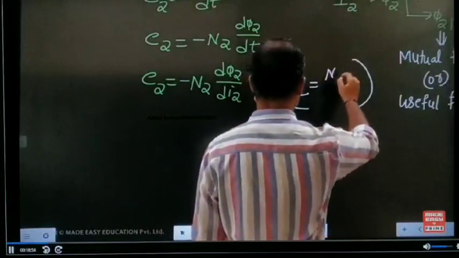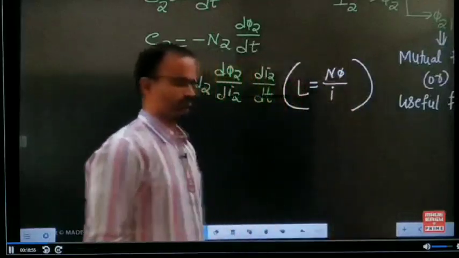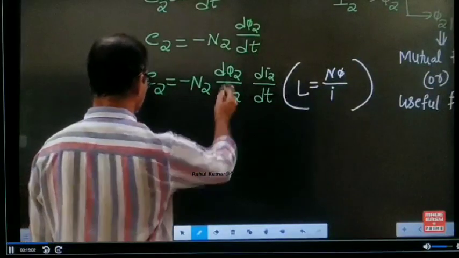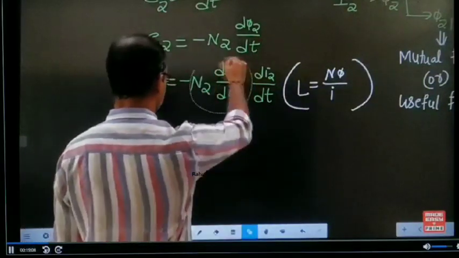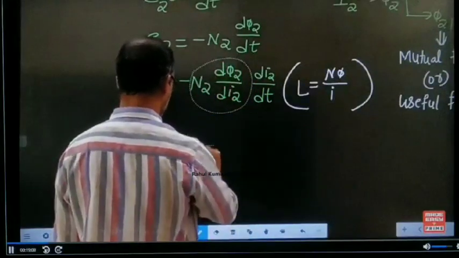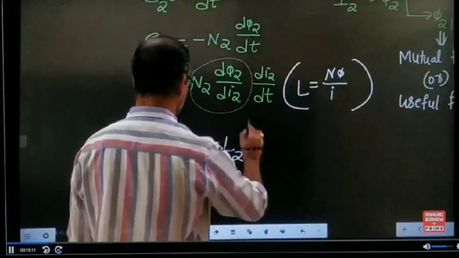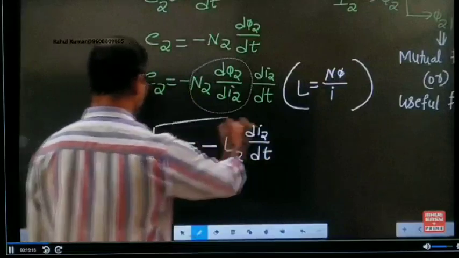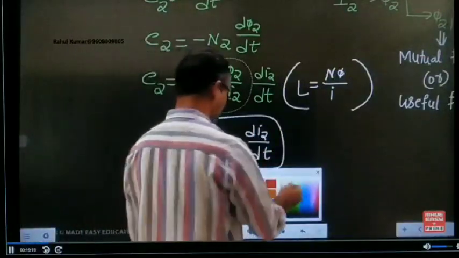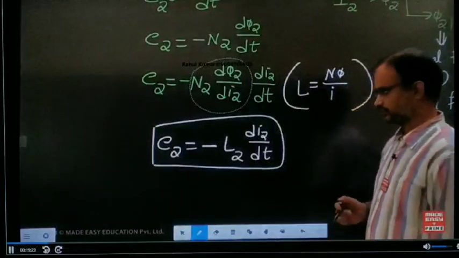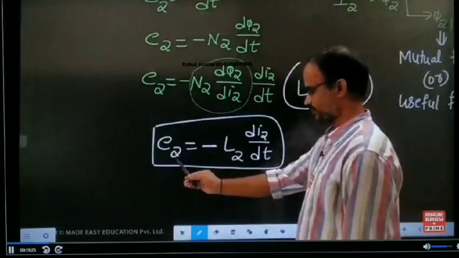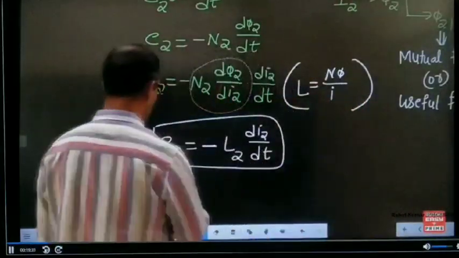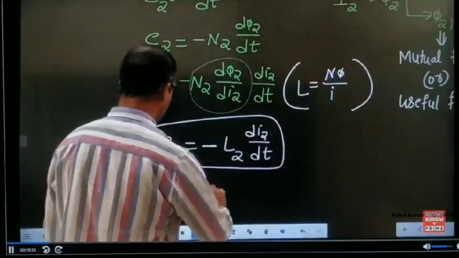What is the basic formula for inductance? L equals N phi by I. The basic formula for inductance is L equals N phi by I. Now in this example, this entire term is replaced by L2. Now observe, the EMF in the second inductor is due to its own current. Thereby this E2 is named a self-induced EMF.